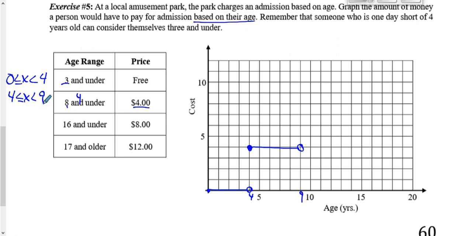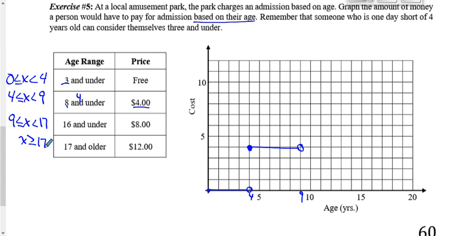So this one would start where? But actually include it and go up to what? 17, because you're still 16 until the day of your 17th birthday, so we don't include 17. And then this one would be for all x greater than or equal to 17, with an arrow. Does that help you? Now it looks a little more piecewise, right?